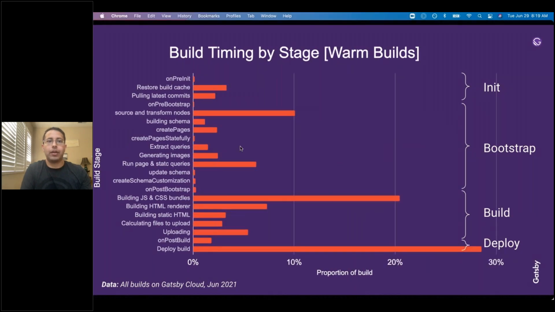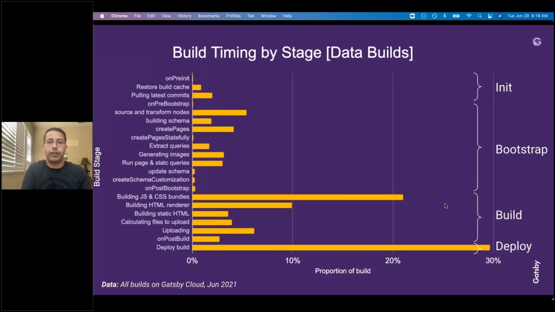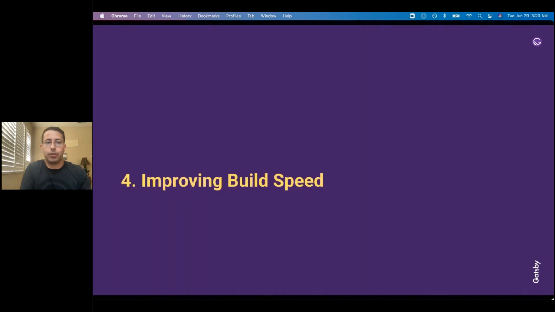And then, moving on to warm builds, you see that the relative time in bootstrap goes down. It moves over to the build and deploy phase. And then in data builds, again, the bulk of the time is going in the build and deploy phase. Again, it's good to get a sense of what's normal for a build. Again, this is all builds on Gatsby Cloud, so a pretty broad data set to compare your site to.